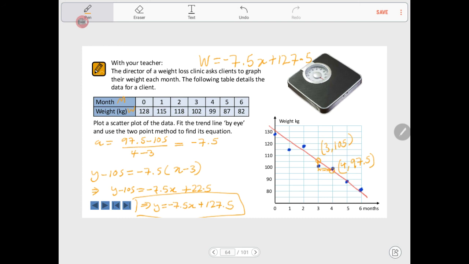Okay, so now you can have a go at completing some scatter plots and finding the equation of the line using the 2-point method. We'll put some questions that you can try into the description for this video.